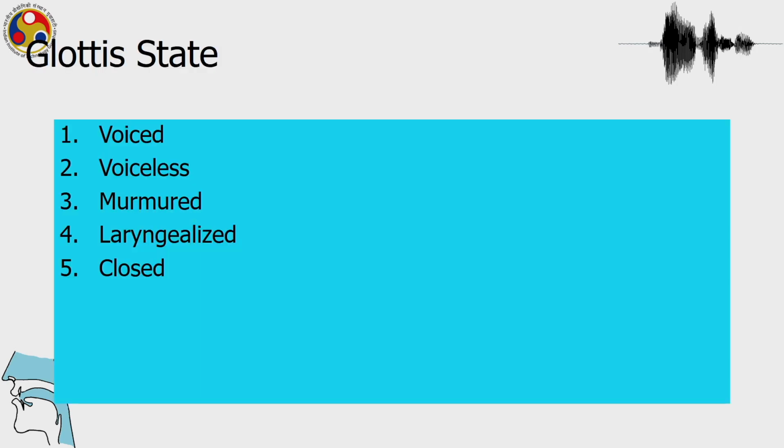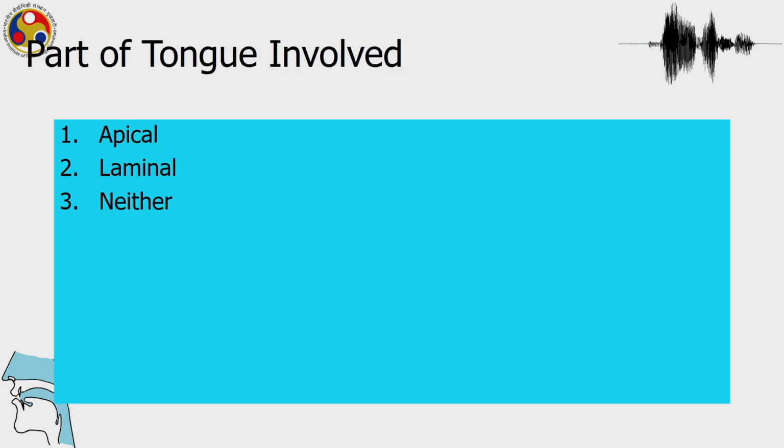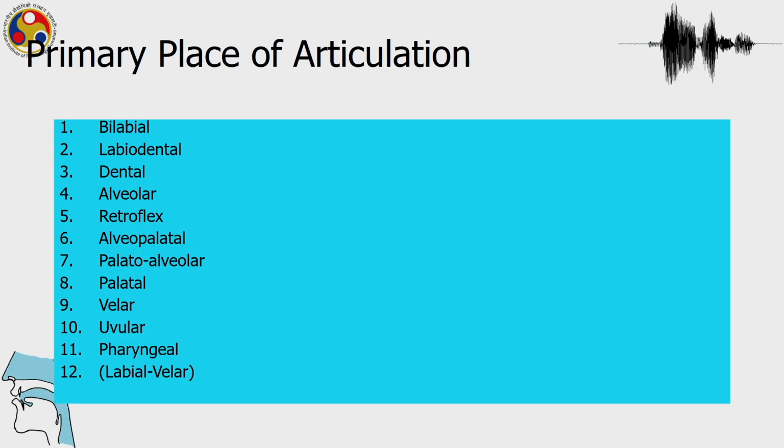Other aspects of sound production, that is glottis state: voiced, voiceless, murmured, laryngealized and closed. Part of tongue involved: apical, laminal and dorsal or subapical. These are the primary places of articulation. Here we are summarizing all that we have seen till now: bilabial, labiodental, dental, alveolar, retroflex, alveopalatal, palatoalveolar, palatal, velar, uvular, pharyngeal and labiovelar.